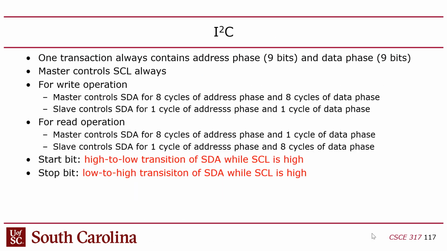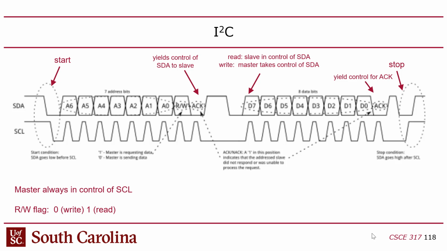Okay, so I squared C. The confusing thing here is that this is not an edge-based protocol. This is based on levels. So the data is sent when the clock is high, and you're not supposed to change the data when the clock is high. The whole architecture is based around that concept. The only time you do change the data when the clock is high is when you're signaling a start or a stop.